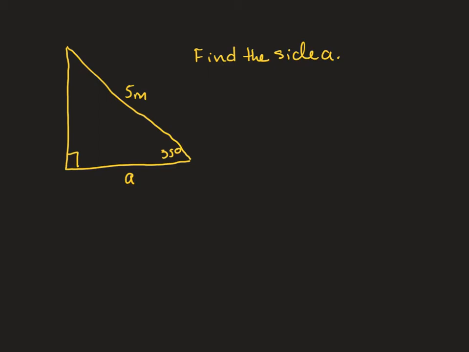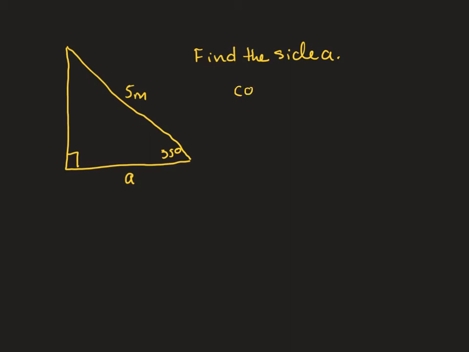Now, since I'm trying to find the side of a triangle, I want to use a trig function rather than an inverse trig function. And since A is adjacent to the angle provided, and I have the hypotenuse, that tells me I want to use cosine. You should always associate cosine with adjacent.